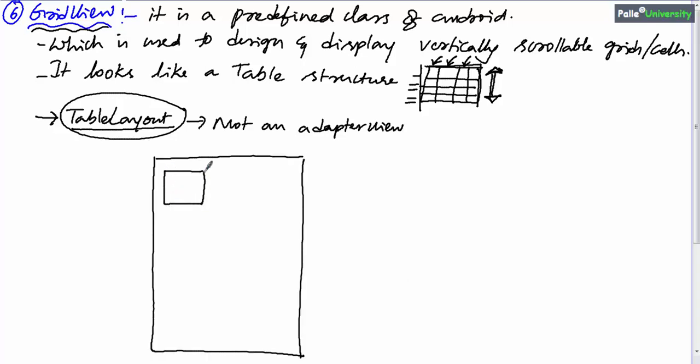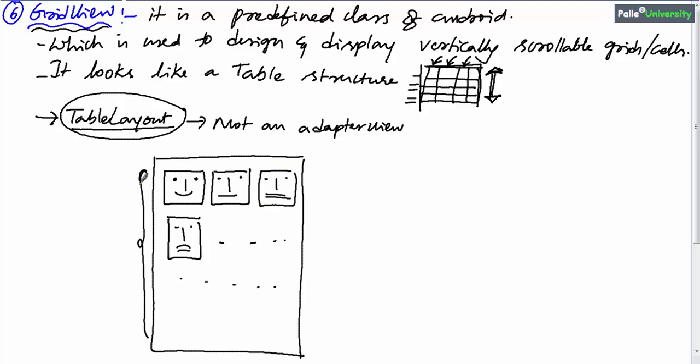Let us say I have taken so many pictures by using the camera, so those camera images will look like this, and so on. If more number of elements are there, then automatically a vertical scroll view will come. Not only that, you can control how many columns you want to display in this grid view. I hope you understood what a grid view is.